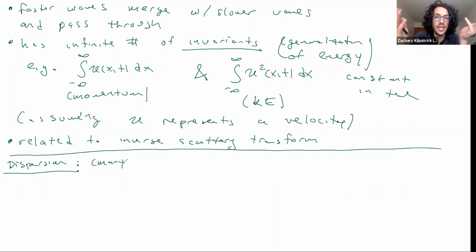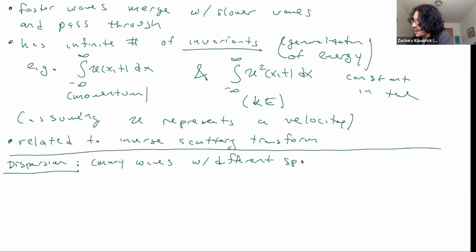We can't do this cleanly in the nonlinear equation, but we can do it in the context of a linearization of the KdV equation. Okay, so essentially the idea of dispersion is that you can have many waves and they're all going to have different speeds.